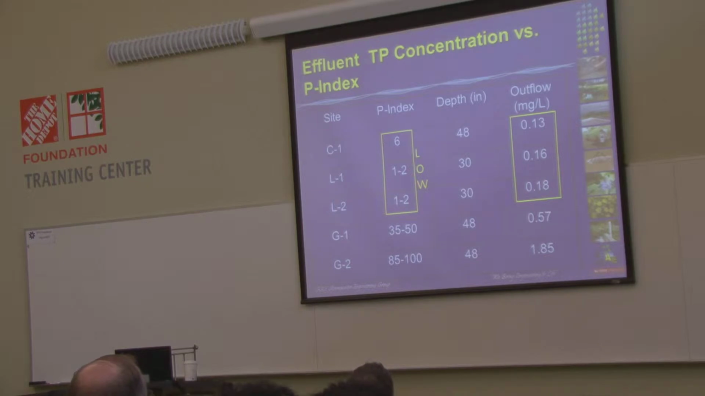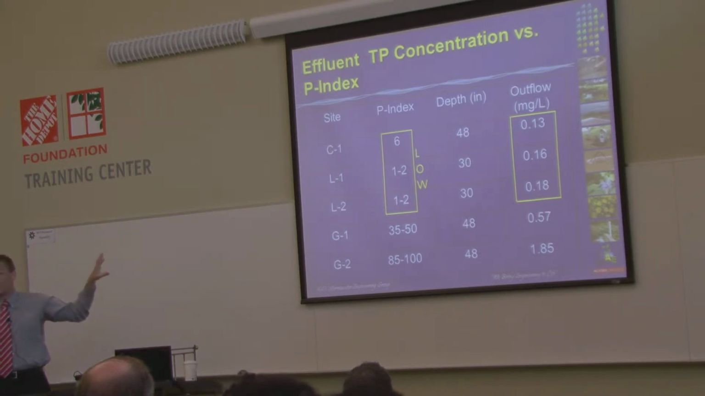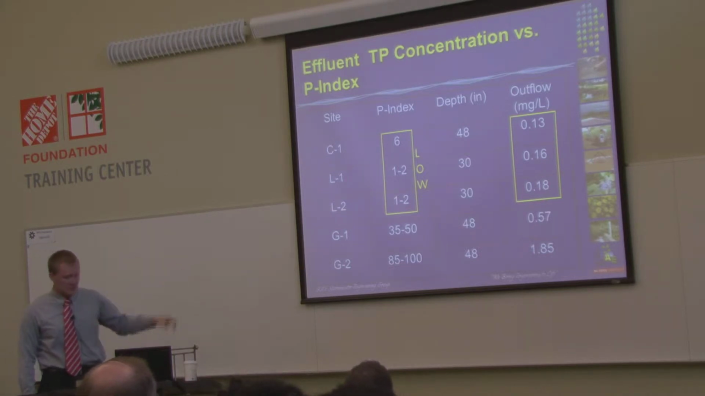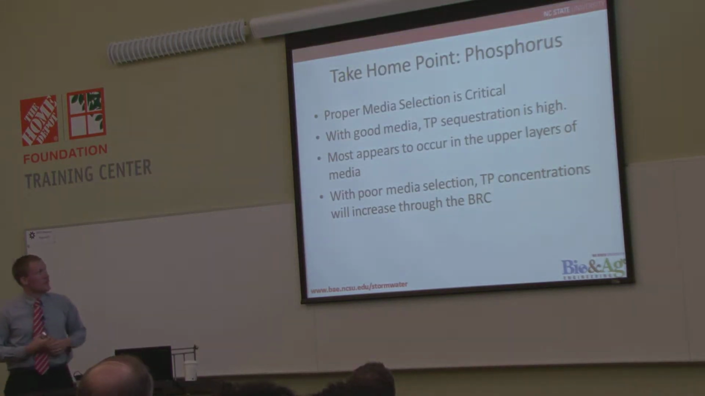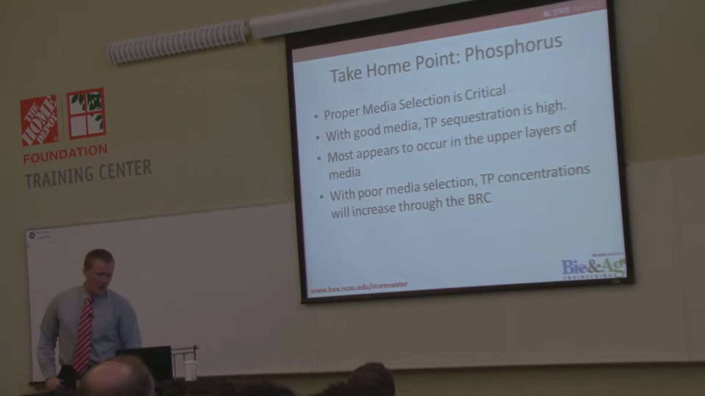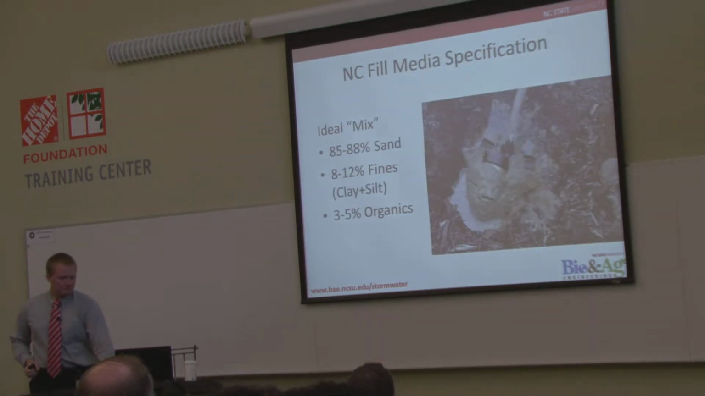And so you can see these 3 here have very low phosphorus indices. This is more moderate, and then this is very, very high. And you can see the effluent concentration of phosphorus increases substantially, right? This is a factor of 10 or more, 15 or more greater than our lowest concentration here. So this really does have a big impact on phosphorus performance. And so if you do care about phosphorus in whatever watershed you're working in, this is really a key thing to look at. So media selection is absolutely critical with phosphorus. With good media, you're going to get very good total phosphorus sequestration, typically in the upper layers of the media.